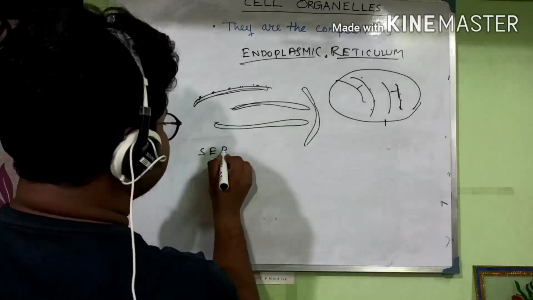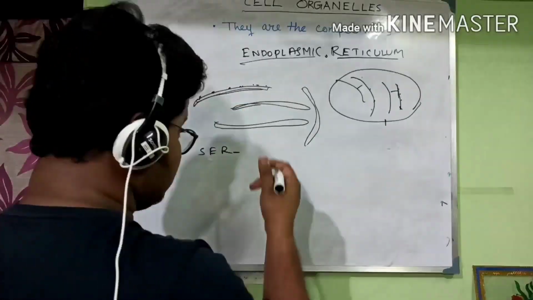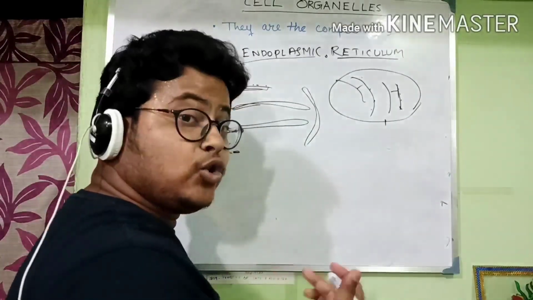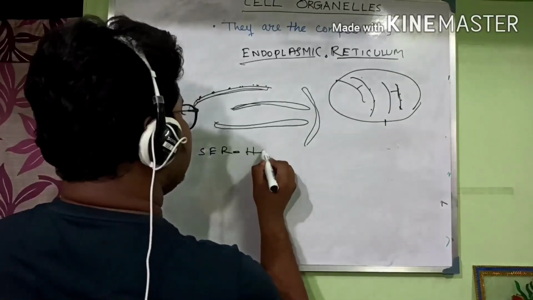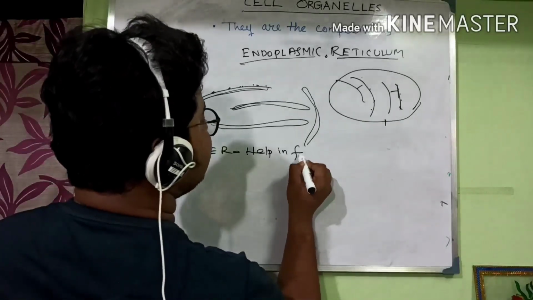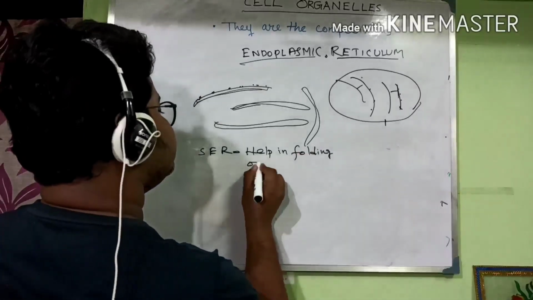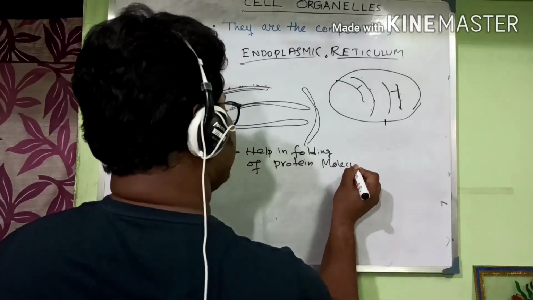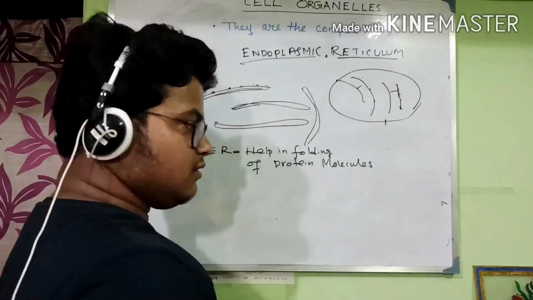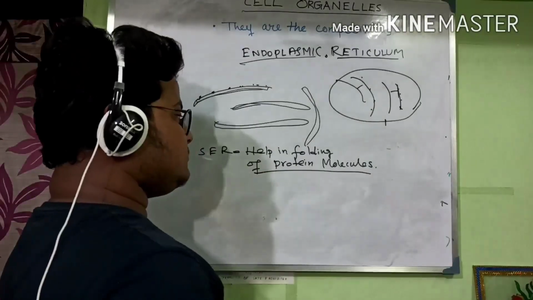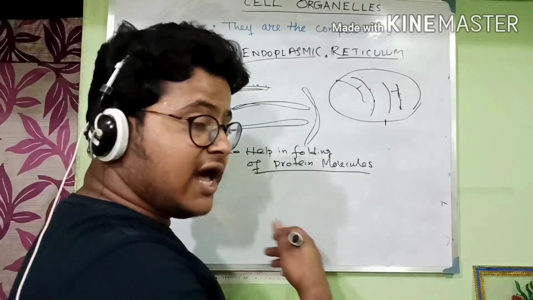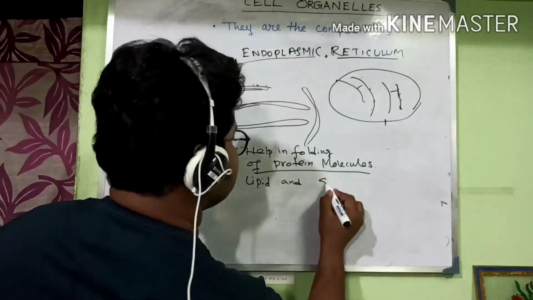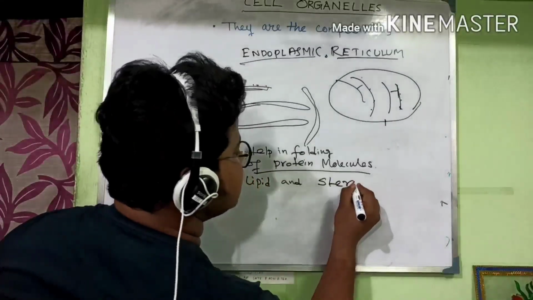In the function of SER, or smooth endoplasmic reticulum, they help in folding of protein molecules, as well as being the site of lipid, or fat, and steroid synthesis.